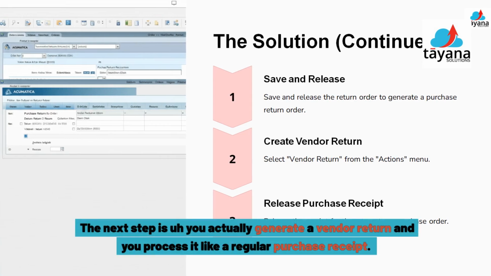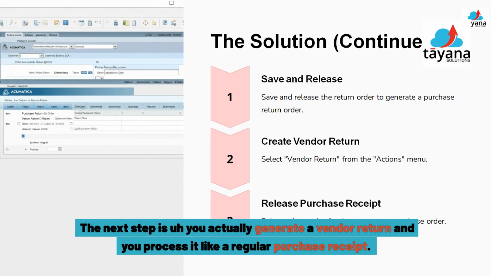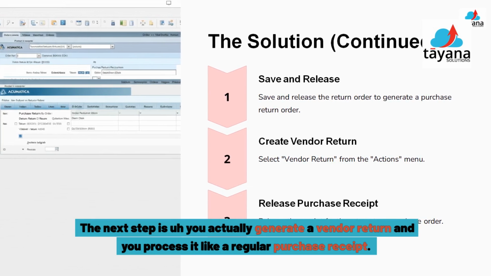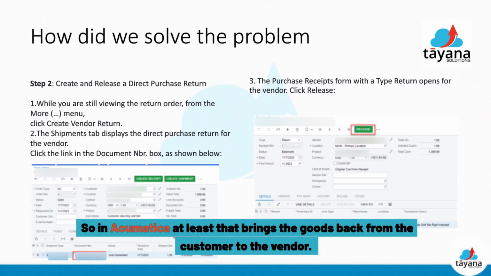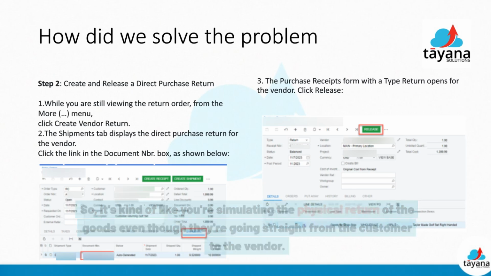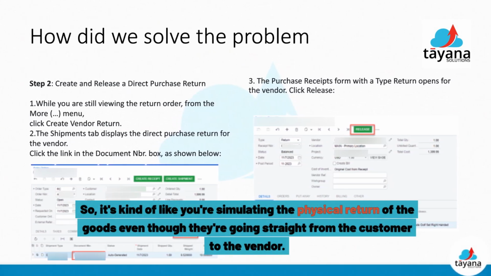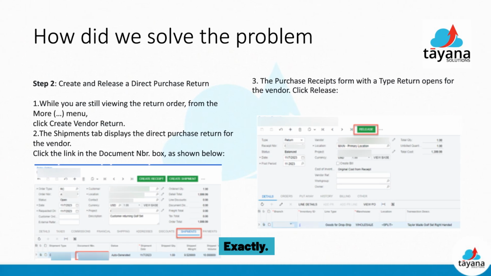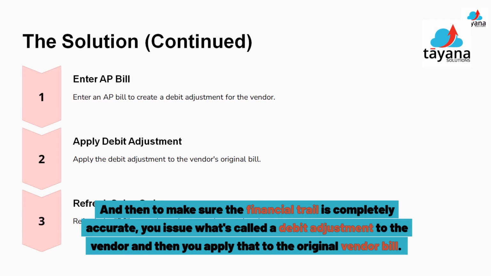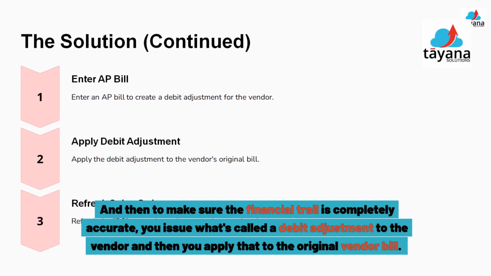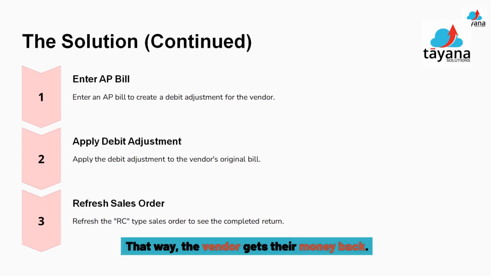The next step is you actually generate a vendor return, and you process it like a regular purchase receipt. So in Acumatica, at least, that brings the goods back from the customer to the vendor. Okay. So it's kind of like you're simulating the physical return of the goods, even though they're going straight from the customer to the vendor. Exactly, exactly. And then, to make sure the financial trail is completely accurate, you issue what's called a debit adjustment to the vendor, and then you apply that to the original vendor bill. That way, the vendor gets their money back.